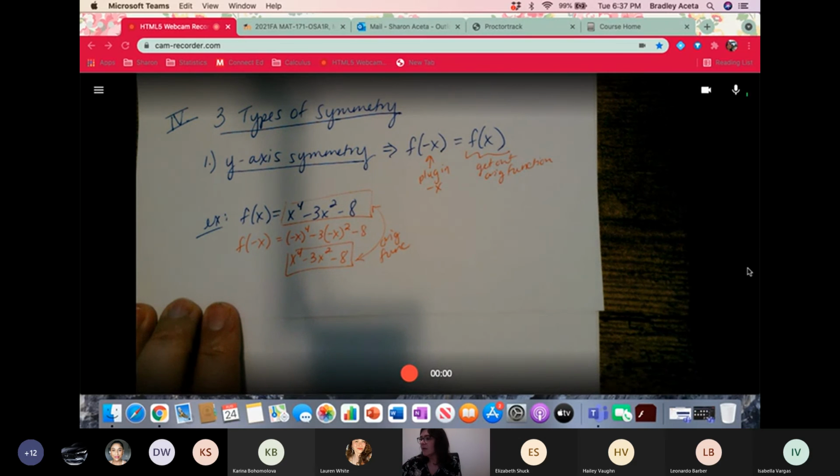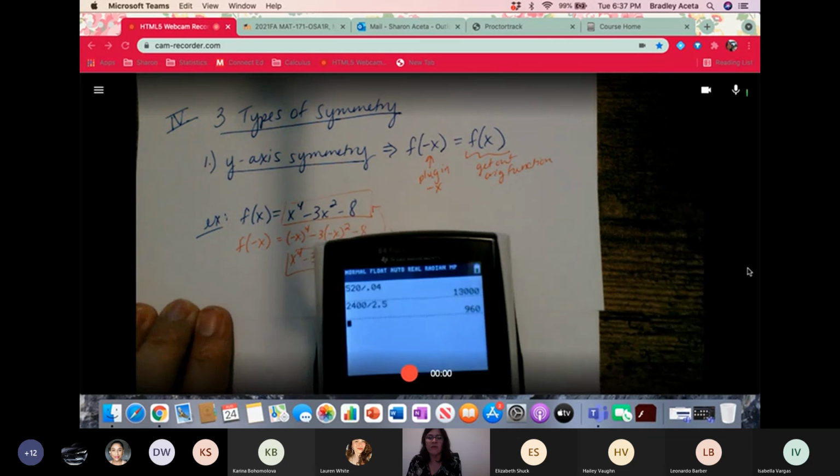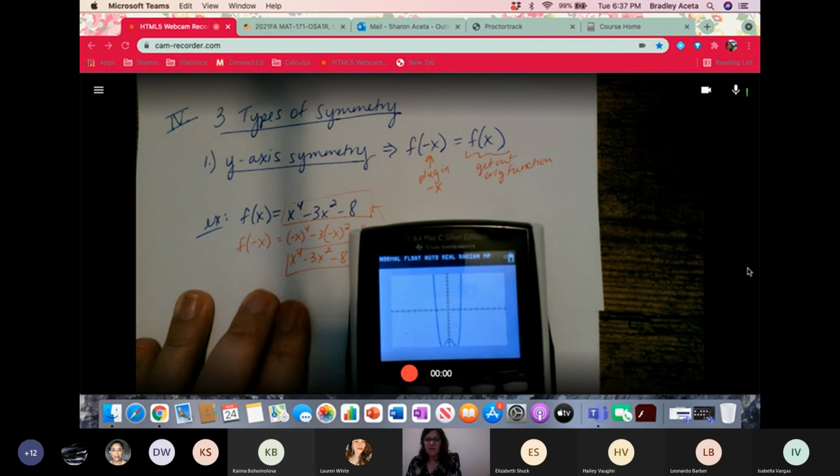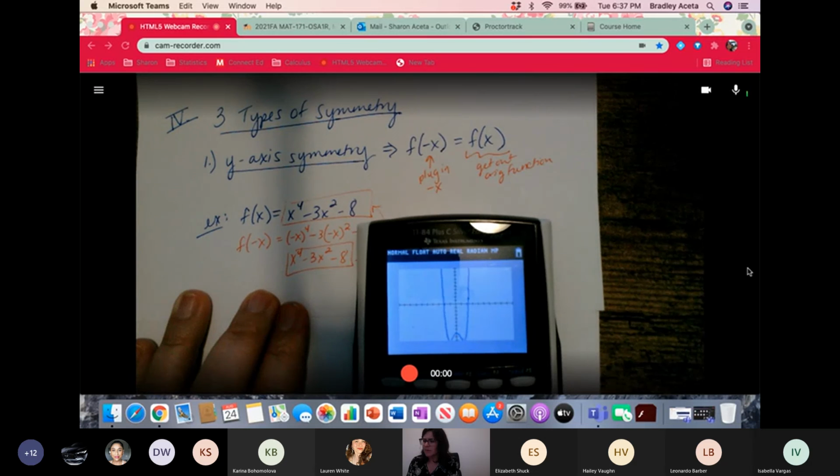Now let's just look at it on our graph because I think it's also important that you can see this visually. So if you go to y equals, and we type x to the fourth minus 3x squared minus 8, zoom 6. It's coming, it just takes a while. There we go. I'm off of it a little bit. Can you see that W shape?